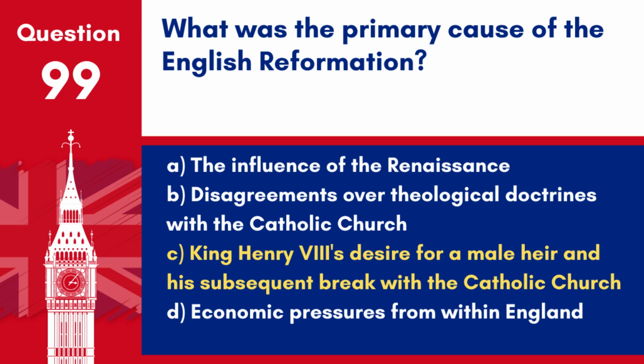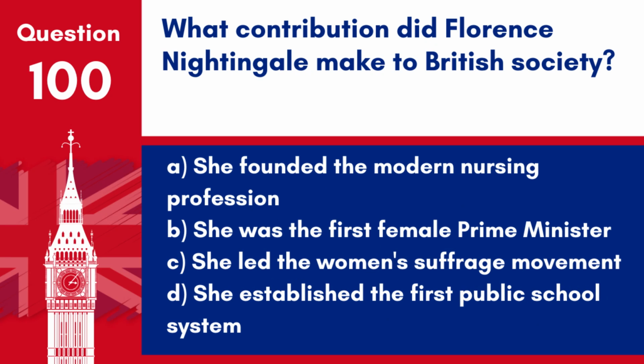Answer: C. King Henry VIII's desire for a male heir and his subsequent break with the Catholic Church. The English Reformation was significantly driven by King Henry VIII's personal and political motives, leading to the establishment of the Church of England.